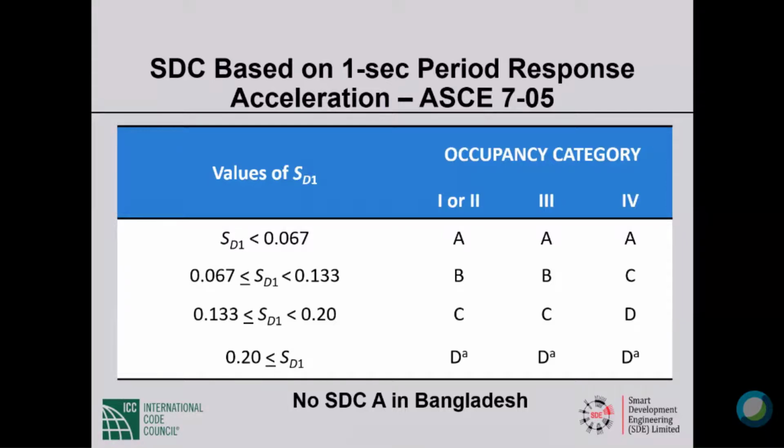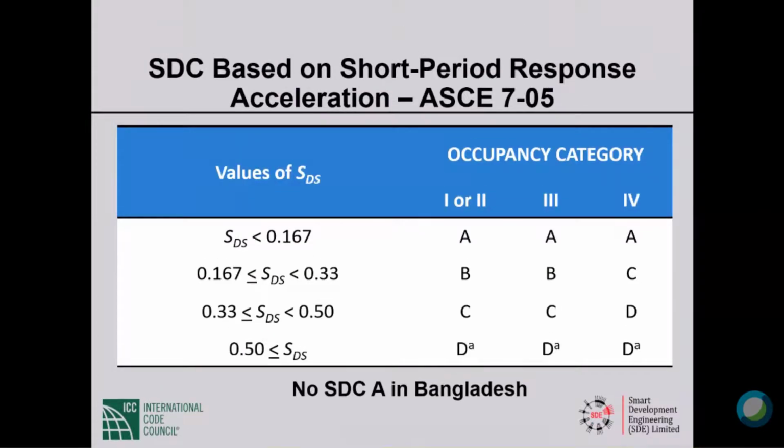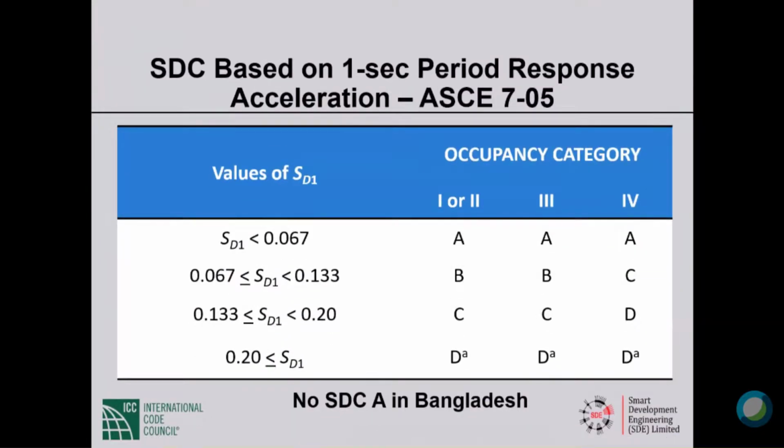If based on short period ground motion, our design category comes out to be C, and based on long period ground motion, design category turns out to be D, our design category is D, not C. The worst governs. Okay. Now, I mentioned there are 4 design categories in the table A, B, C, D. There is no design category A in Bangladesh because there is no ground motion. Even in the lowest seismic zone, the S sub DS value is larger than 0.167 and the S sub D1 value is larger than 0.067. No design category A in Bangladesh.